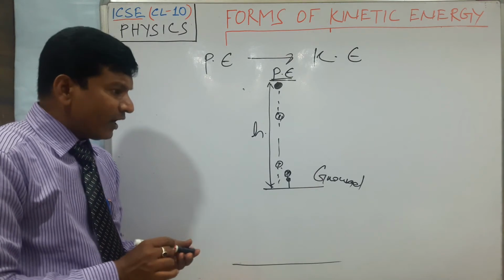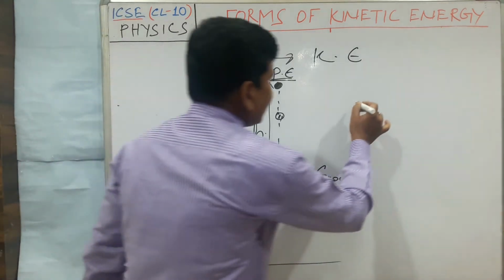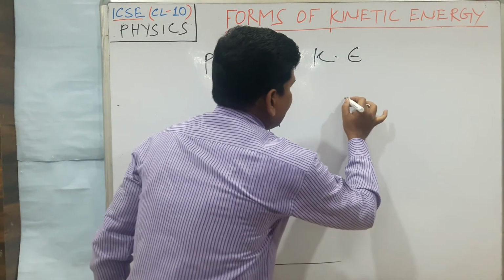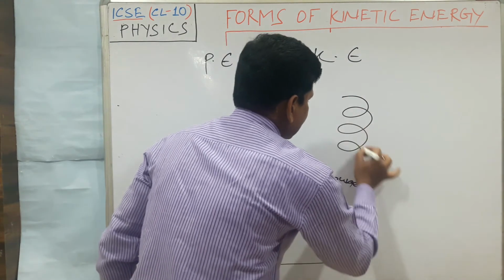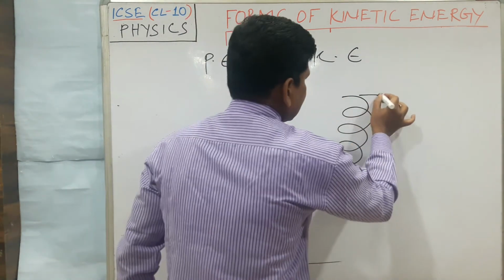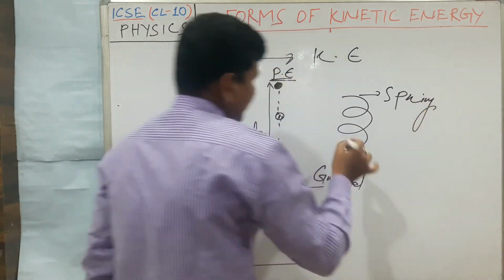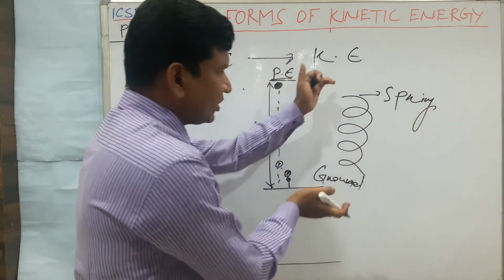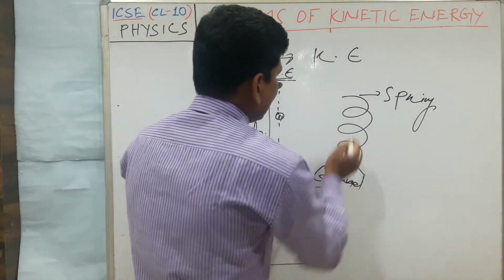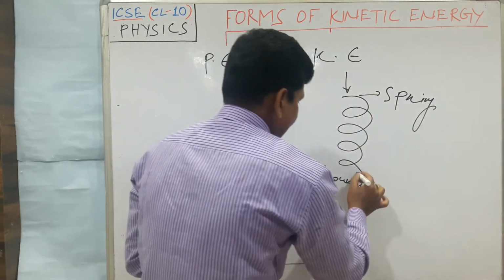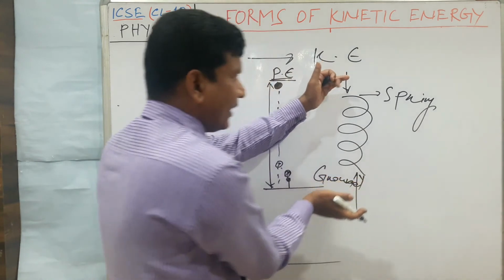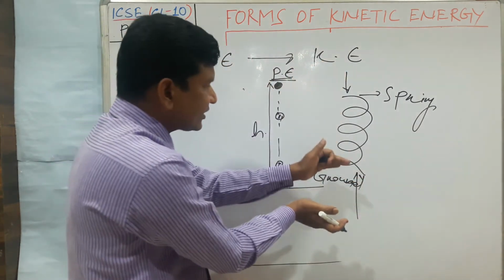Say another example I will give you. Suppose I bring a spring. Say for example this is a spring. Are you seeing? This is the spring. So this spring is actually a compressed spring. That means the force is applied onto the spring. On both the sides the force is applied. Therefore it is your compressed spring.